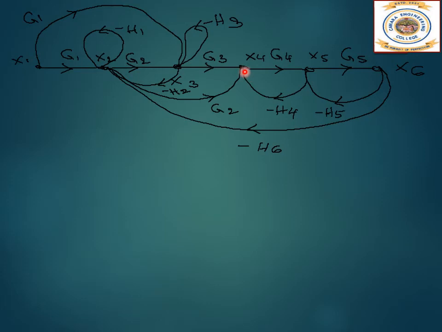G4 minus H4, second loop. G5 minus H5, third loop. Self loops then, fourth is minus H1, and the fifth is minus H3, and the sixth is here. So G2, G4, G5 minus H6. This is the sixth loop.